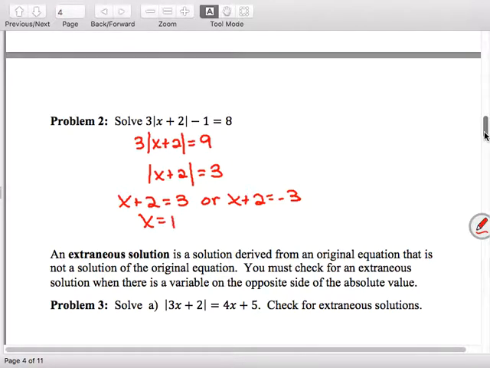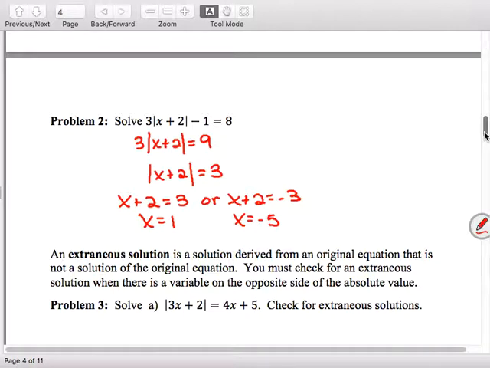So x is 1 or x is -5. Now let's do what I suggested. I said let's check these. 1 plus 2 is 3. Absolute value of 3 is 3. 3 times 3 is 9, minus 1 is 8.